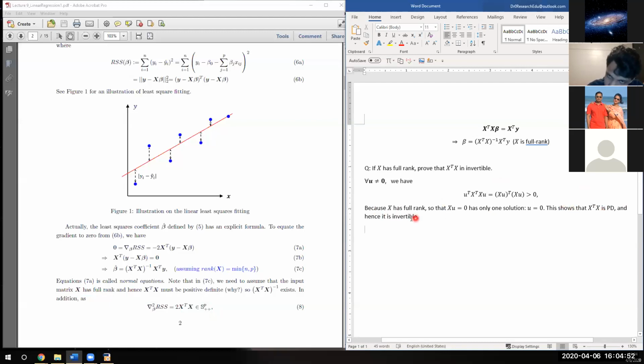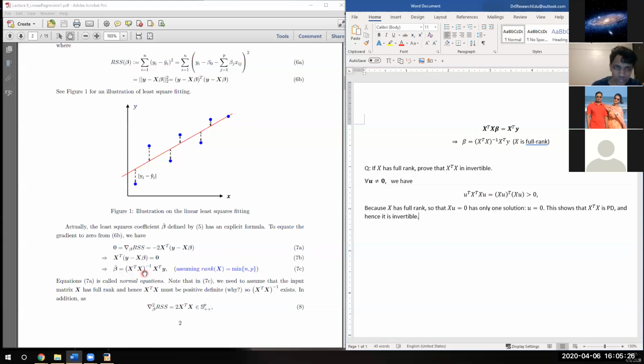Why? Because if it's invertible, that means this must be PD. If this is PD, that means you must have this greater than or equal to 0. That means the only solution for XU equal to 0 is U equal to 0. That means X has full rank. So they're equivalent: XTX being PD, or X having full rank. Now, since this one is invertible, I have this.